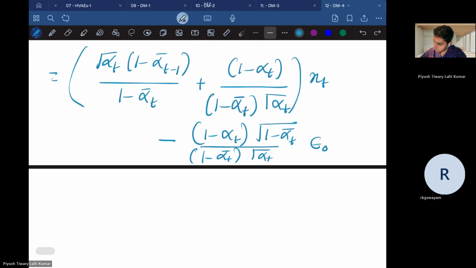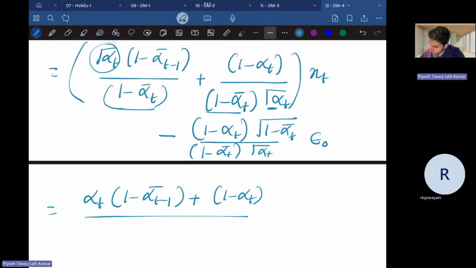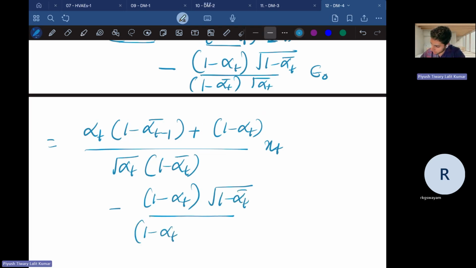So let's do that. So what do we need? 1 minus alpha t bar is common here. We need to multiply by root of alpha t in the numerator. So that will make it alpha t, root of alpha t into root of alpha t will become just alpha t. So 1 minus alpha t minus 1 bar, right? Plus 1 minus alpha t, which is already there, whole thing divided by square root of alpha t xt minus 1 minus alpha t square root of 1 minus alpha t bar, 1 minus alpha t bar square root of alpha t epsilon naught.